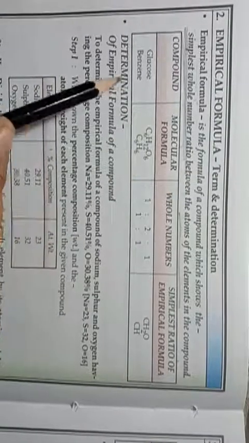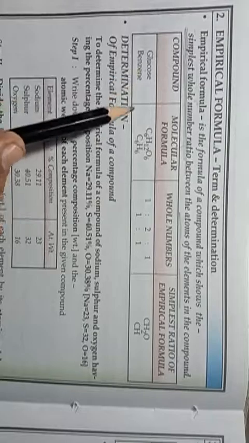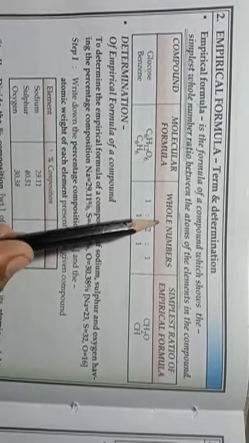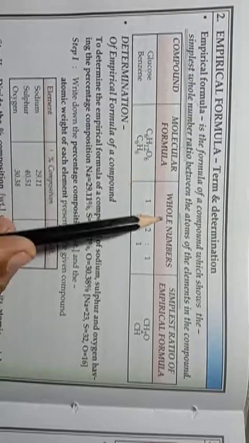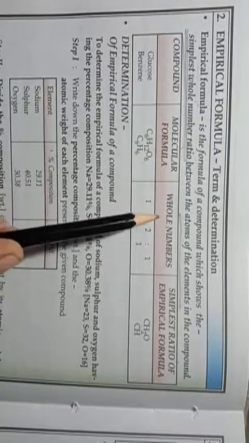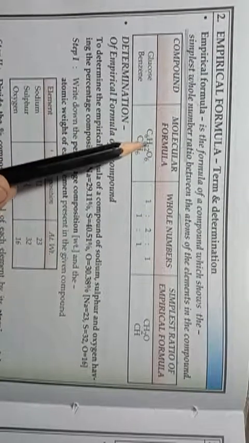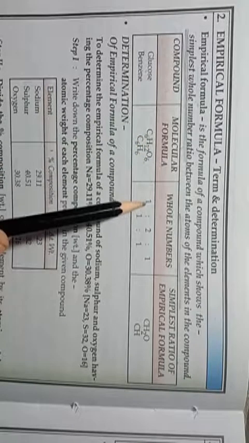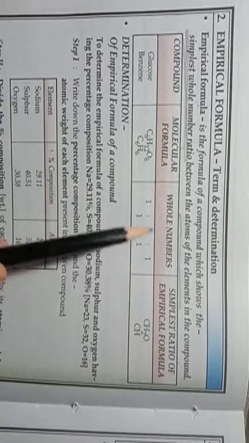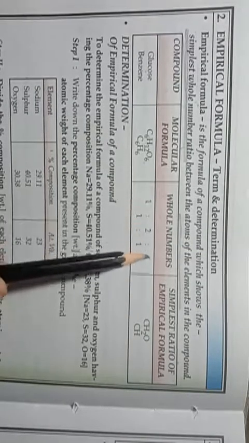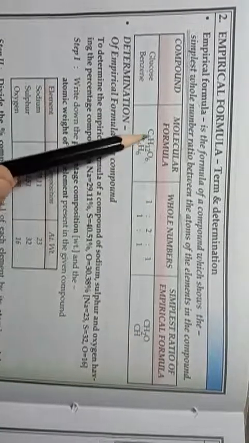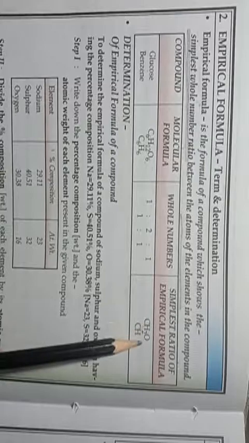For example, glucose. The molecular formula of glucose is C6H12O6, and the simplest whole number ratio of this molecule according to its different atoms of different elements will be 1:2:1. So if we write this ratio with related atoms, then you will get the empirical formula of glucose, and that will be CH2O.